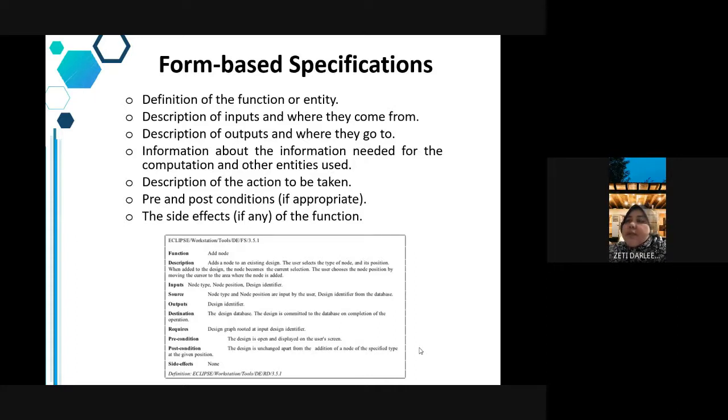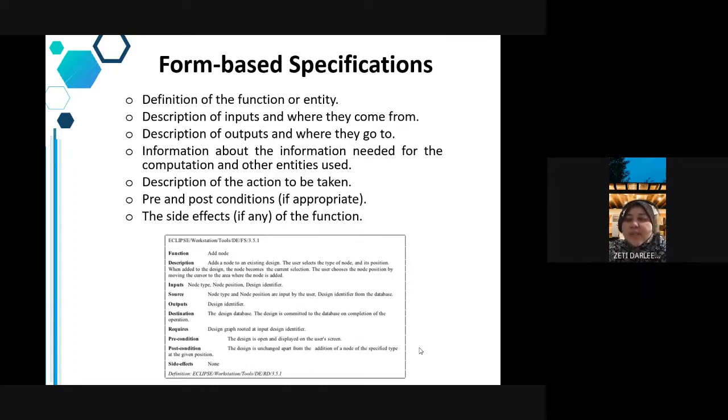So kita guna dia specification to define functions or entity. Okay, kita describe the input and where they come from. And then we describe the output and where they go to. Okay, information about the information. Which is ini yang kita panggil information about the information. Okay, kita kata meta, information about the information. Okay, needed for the computations and other entities used. Okay, descriptions of the actions to be taken, pre and post condition.